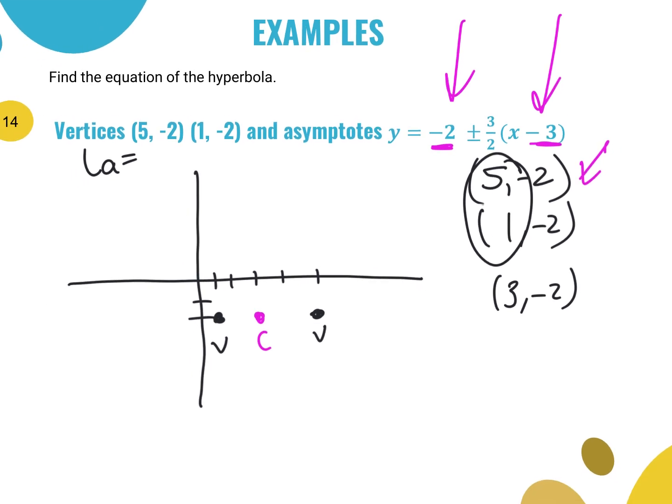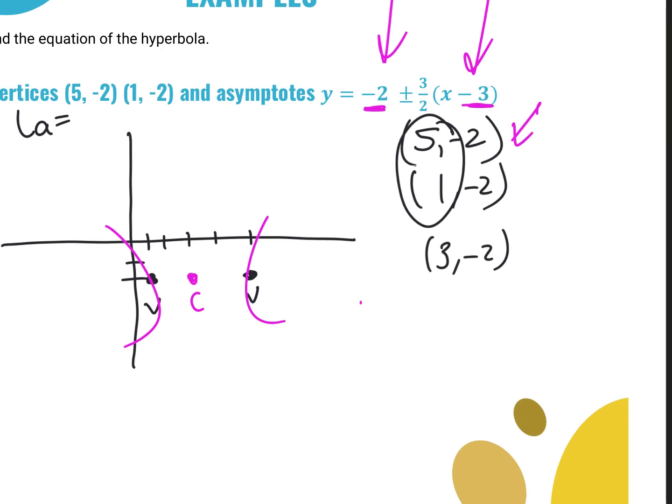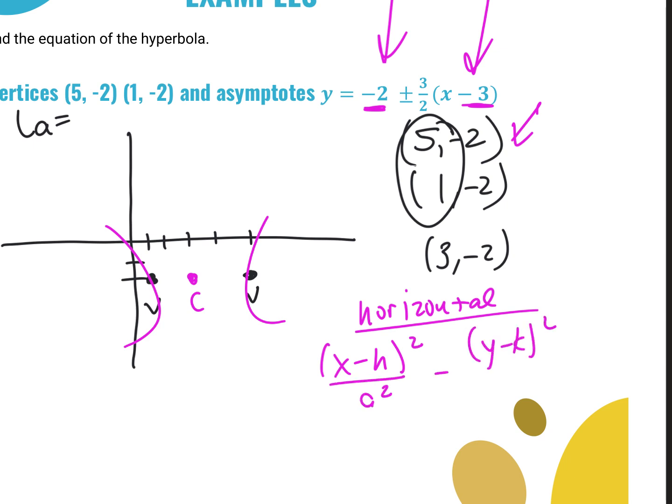But we know a lot of things. We know that we have what kind of a hyperbola? I have a horizontal. Okay, so I know it's horizontal. I know my equation is going to be x minus h squared over a squared minus y minus k squared over b squared. Why am I using that h and k thing? Because the center's not at 0, 0. So look, here's your h, here's your k. Good, very good. Now we got to find our a and our b.